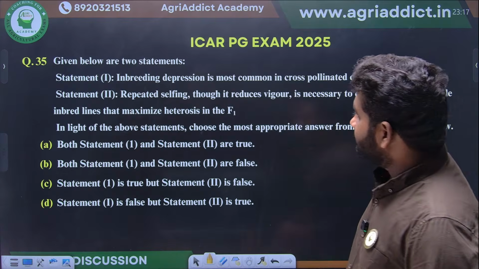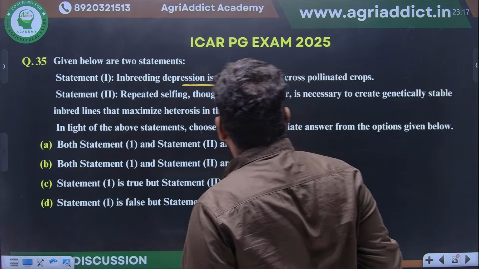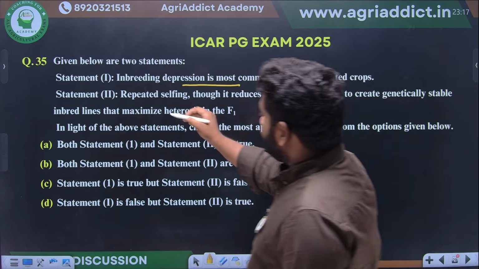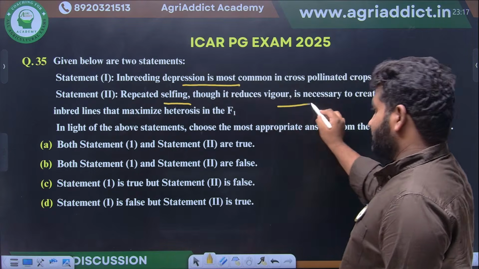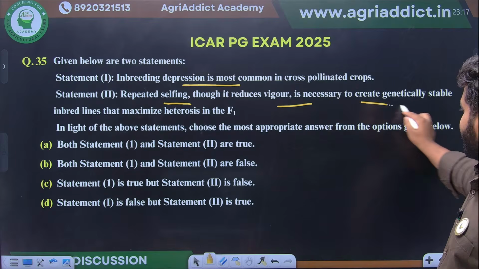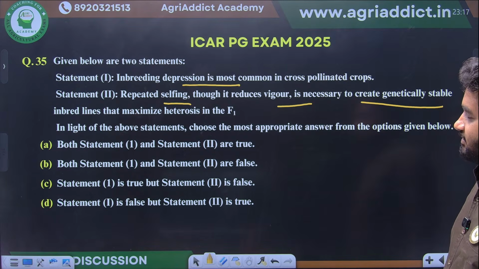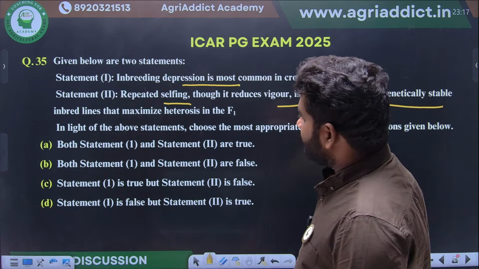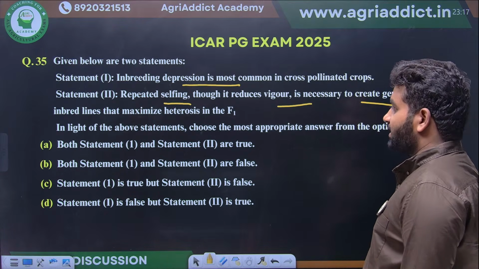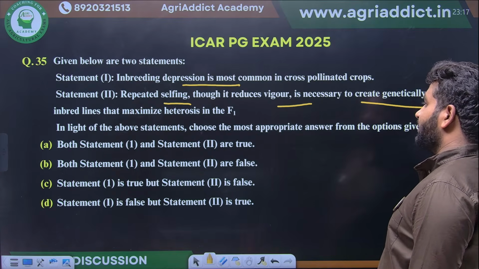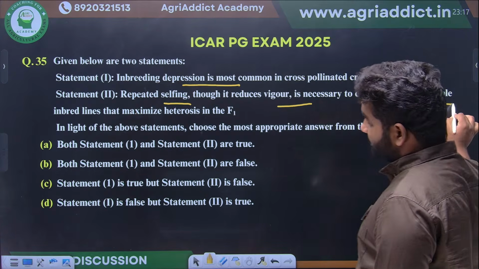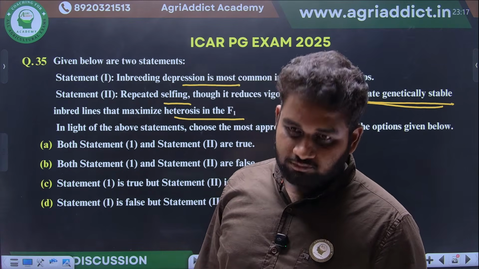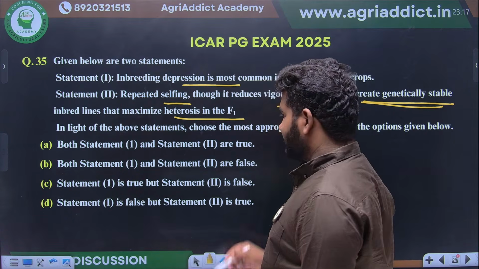Next question. Statement 1: Inbreeding depression is the most common in case of cross-pollinated crop plants. Statement 2: Repeated selfing, though it reduces the vigor, is necessary to create genetically stable inbred lines that maximize heterosis in the F1. Tell me the answer. Yes, good. A. Both statements are true.